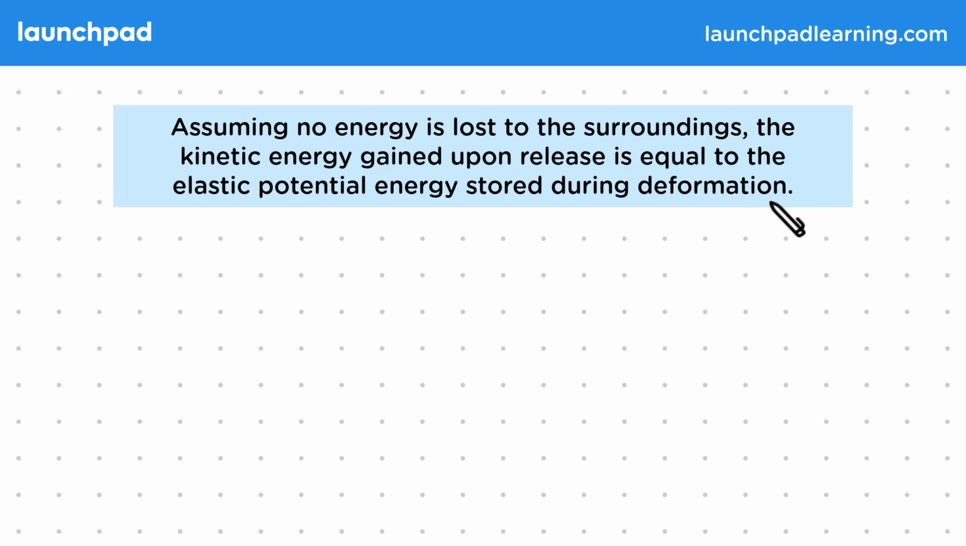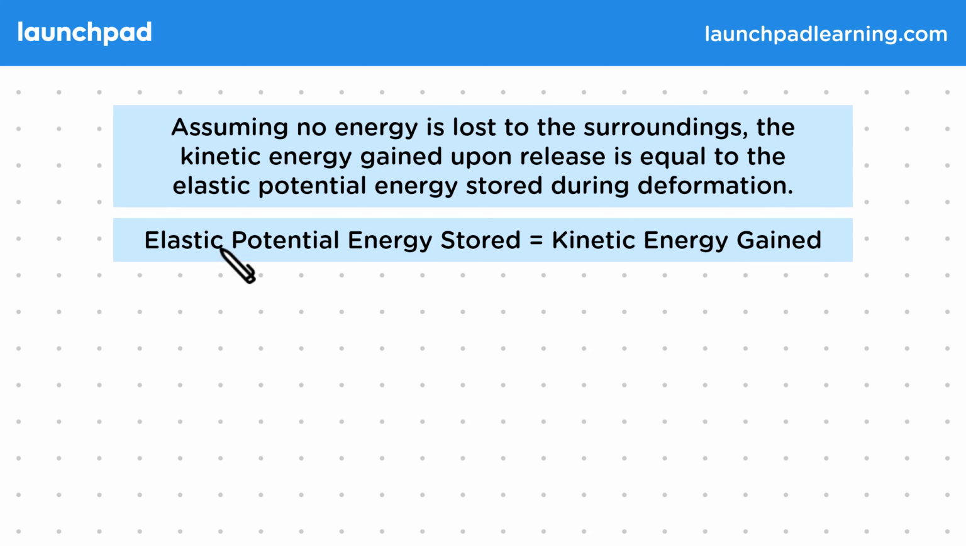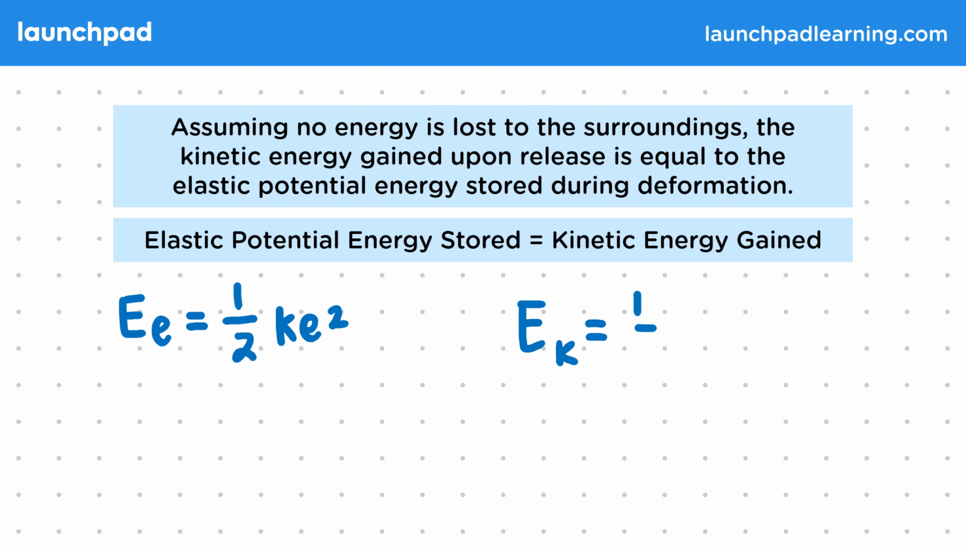But this isn't the case for inelastic deformations, as some of the energy is used to break bonds. So elastic potential energy stored is equal to kinetic energy gained. The elastic potential, EE, is equal to half ke squared. Remember that the equation for elastic potential energy only applies below the limit of proportionality. The kinetic energy, EK, is equal to half mv squared.